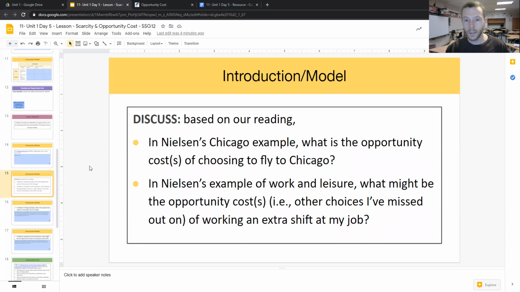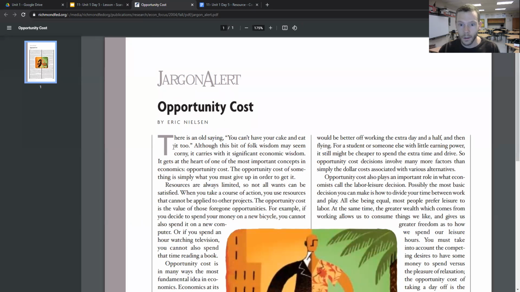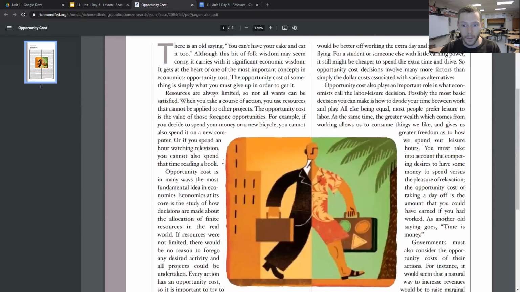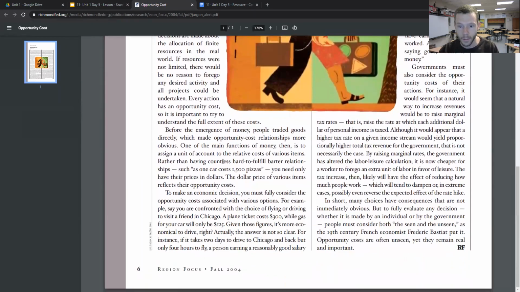In the reading itself, we're going to be looking at two paragraphs together. So we're going to be looking at a decision as to whether to fly or drive to the city of Chicago. And we're going to look at the opportunity costs and the trade-offs when looking at work and at leisure. So let's take a look at this article by Eric Nielsen on opportunity cost. Your teacher will probably recommend that you read the entire article, but for our purposes, we're just going to look at two paragraphs in the middle. The first one here is the example with the travel to Chicago.